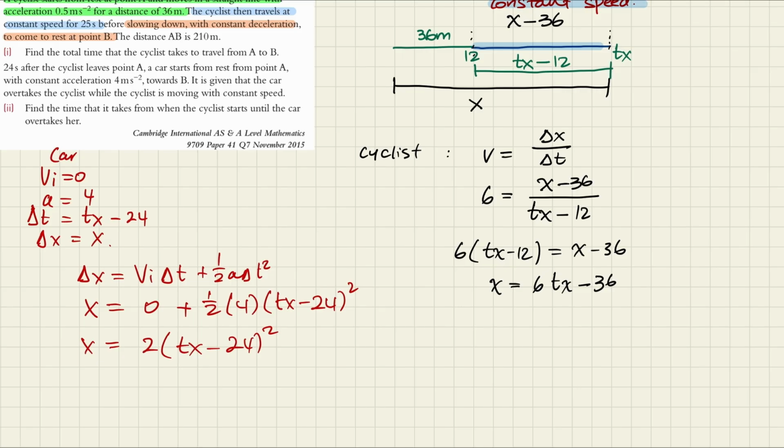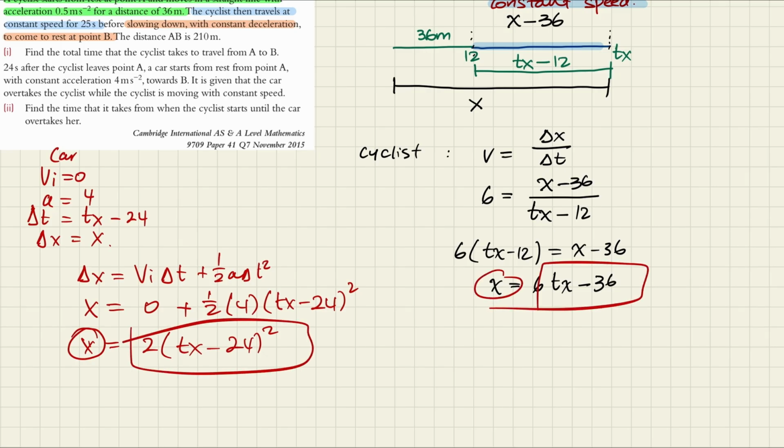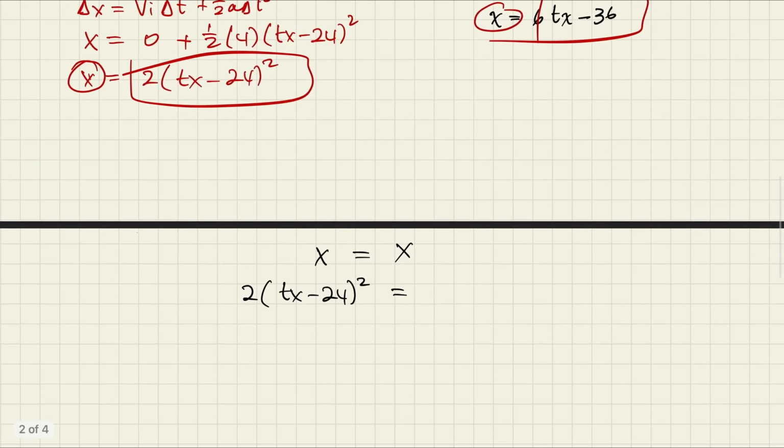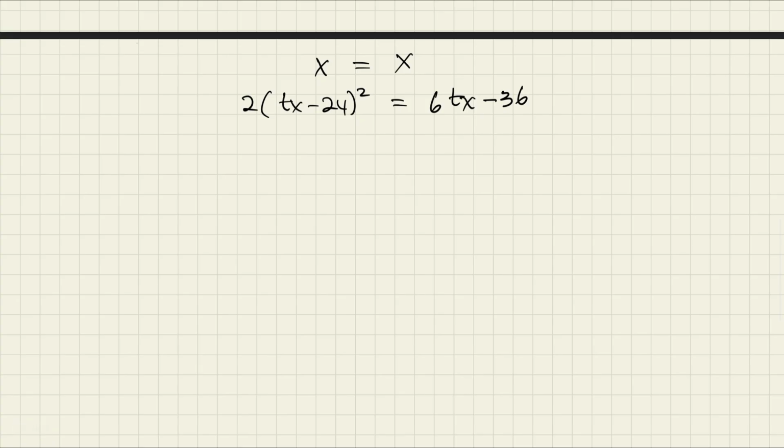Now, as we said before, when the car catches up with the cyclist, they would have traveled the same distance. So I can equate this and this, so this and that, and I can solve for time. So let's equate them. We're simply going to say that x is equal to x. So 2 into tx minus 24 all squared is equal to 6tx minus 36. Now we can simplify and write this in standard form.